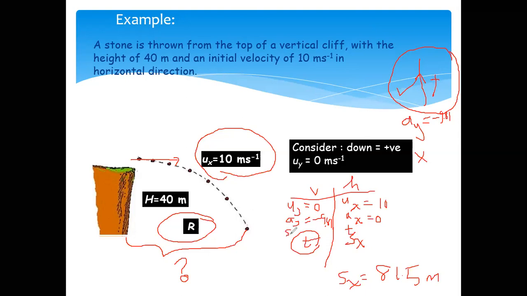We always fix upward as positive. Then SY we take as what? Negative. So you get the time. After you get the time, you use the time here, horizontal, then you can find the range. Let me check more answers in the chat. All of you got the same answer?